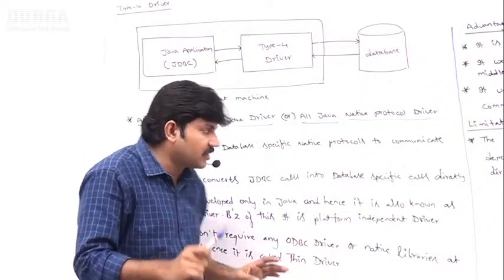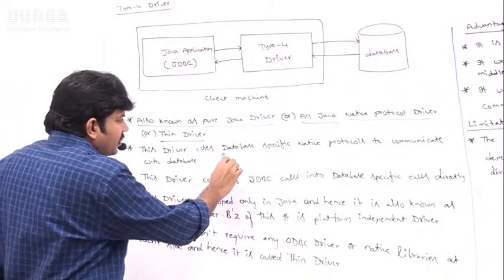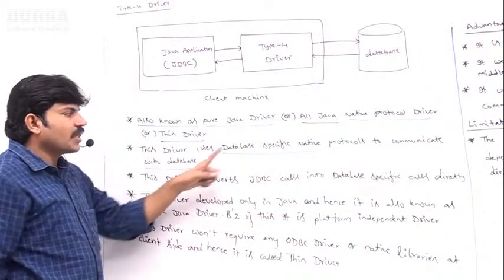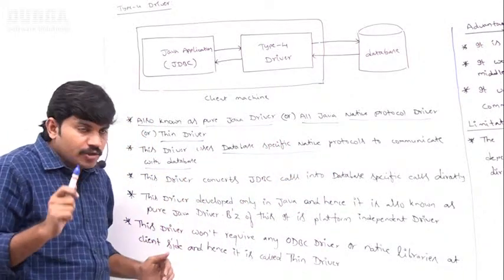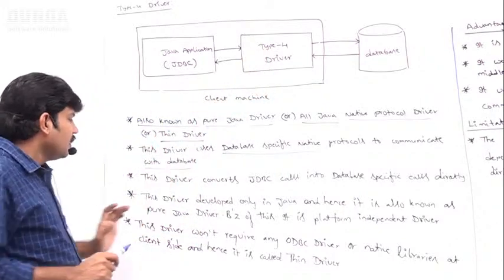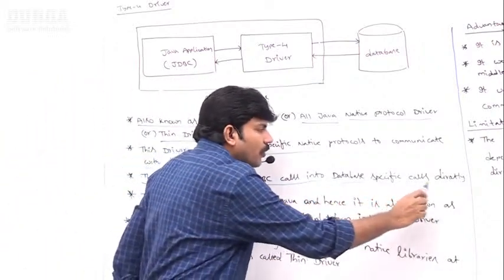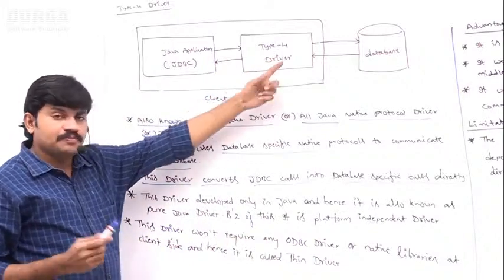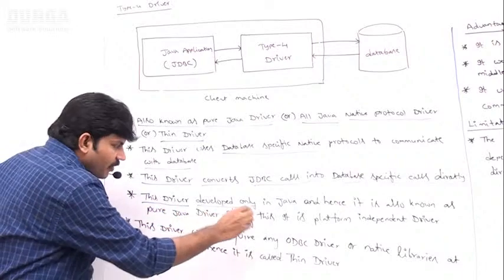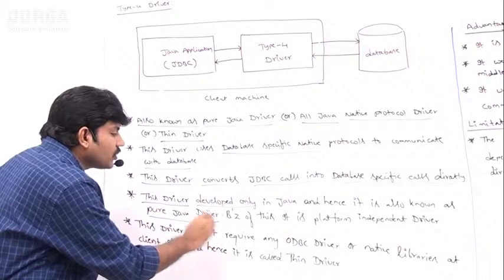That's why it is also known as what? Thin driver. Next, this driver uses database specific native protocols to communicate with the database. Internally this driver is going to use the database vendor provided native protocols. Next, this driver converts JDBC calls into database specific calls directly. Obviously, because only one level conversion, right? This driver is developed only in Java and hence it is also known as pure Java driver.